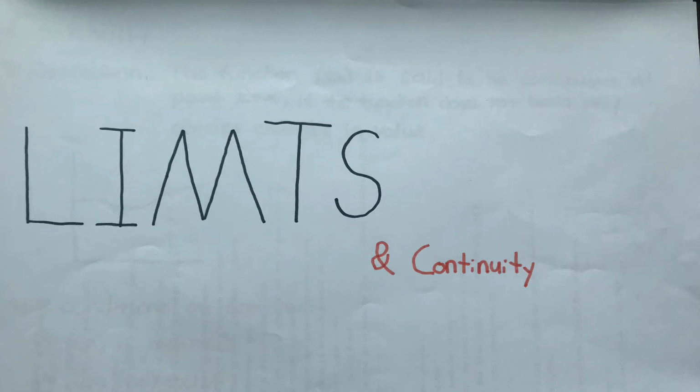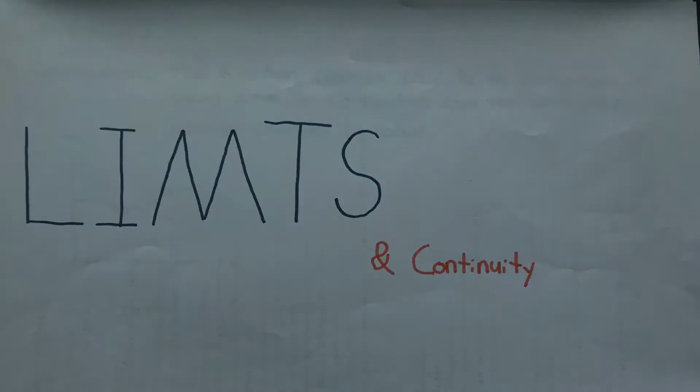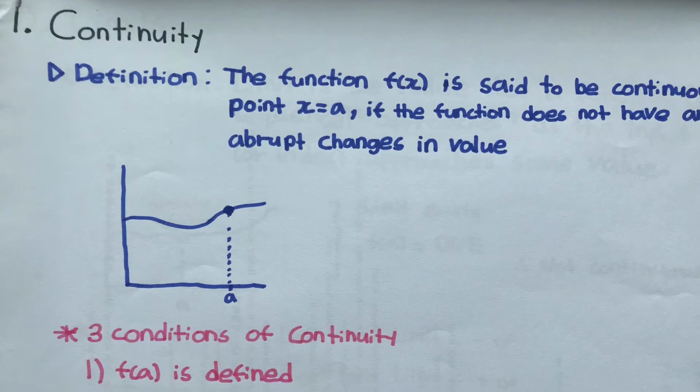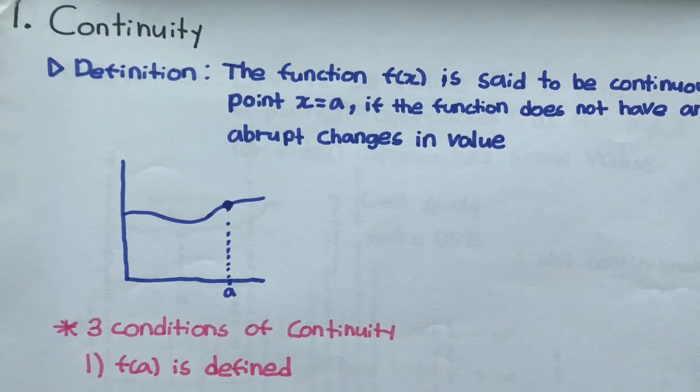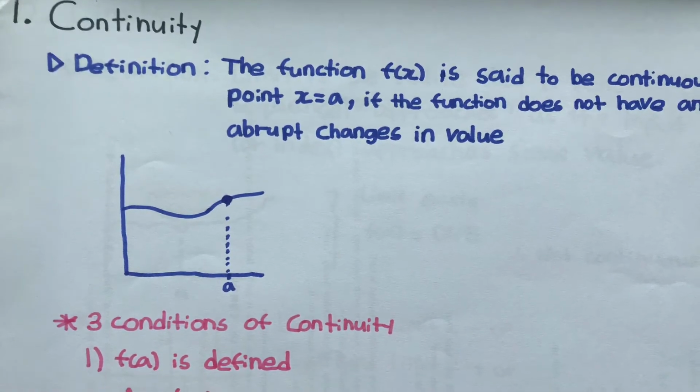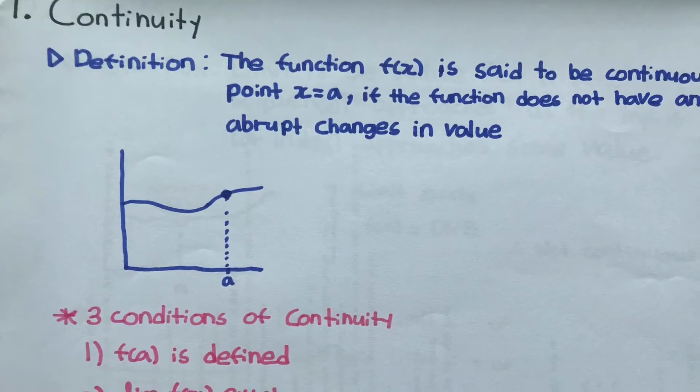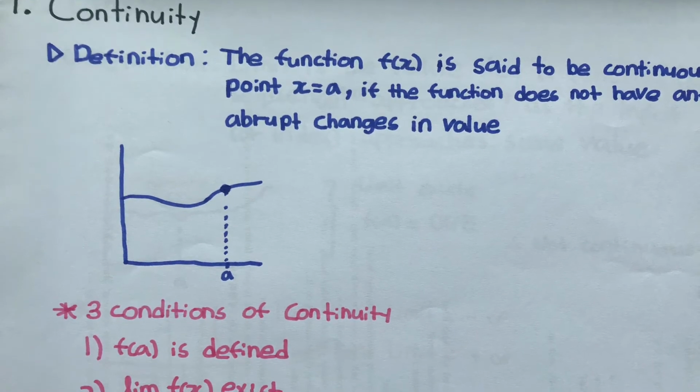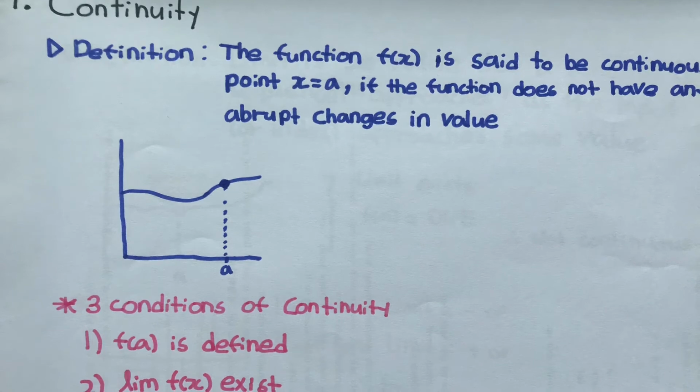In this video, I want to talk about limits and continuity. A continuous function is a function that does not have any abrupt changes in value. The graph below can be defined as a continuous function because the whole graph has a certain y value and it is connected during the whole interval.